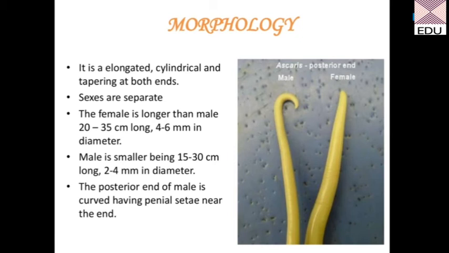First of all, it is elongated, cylindrical, and tapering at both ends. From the center it is quite thick, and from both sides it tapers. The second thing is that sexes are separate, so you have a male and a female. The female is longer than the male, as discussed earlier. The male is smaller, being 15 to 30 centimeters and 2 to 4 mm in diameter. The posterior end of the male is curved.